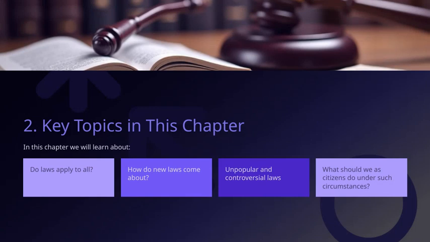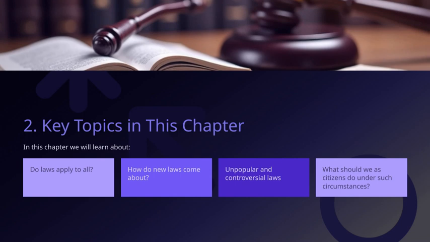Now, let's take a look at the key topics we'll cover in this chapter. First, we'll discuss whether laws apply to everyone. It's important to understand that laws are designed to be universal, but in reality, there can be exceptions or challenges to that idea. Next, we'll explore how new laws come into existence, what processes and influences drive the creation of legislation. Then, we'll look at laws that are unpopular or controversial, those laws that spark debate and division within society. This naturally leads us to consider what we, as citizens, should do when faced with such laws.